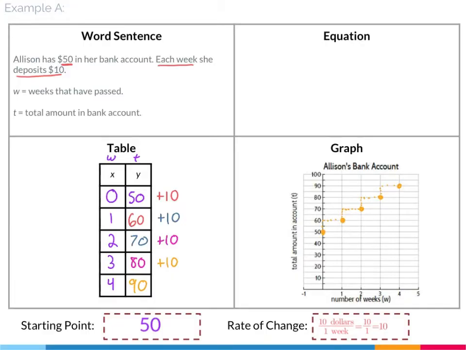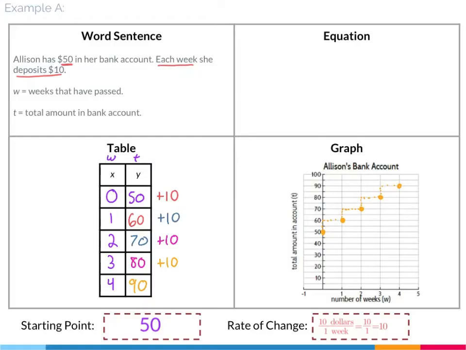Now the question is, do we draw a line to connect all of these points? And in this case, we're not going to, because Allison is not dropping off little bits of money throughout the week and then that ends up being $10 at the end. She's going to the bank and dropping $10 in her bank account at one time. So since the amount of money is not increasing slowly over that week, it's just getting increased once at the end, we're not going to draw a line.